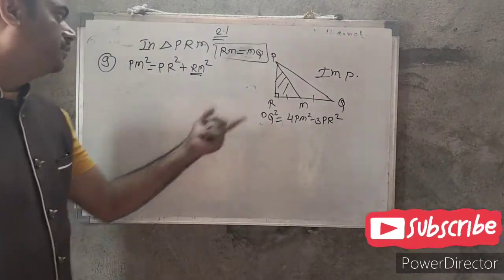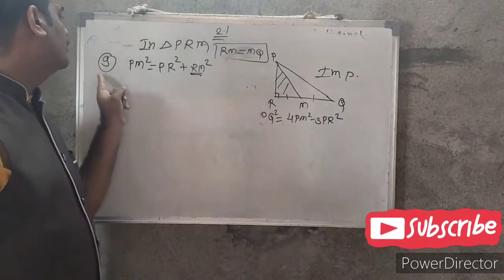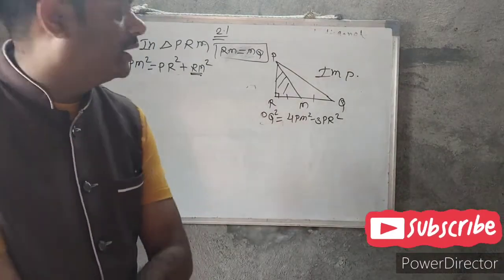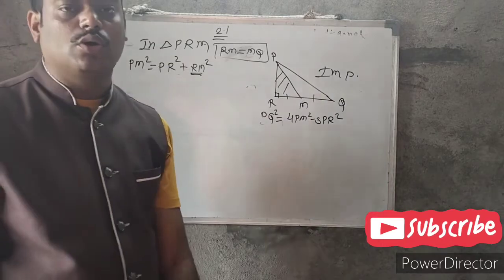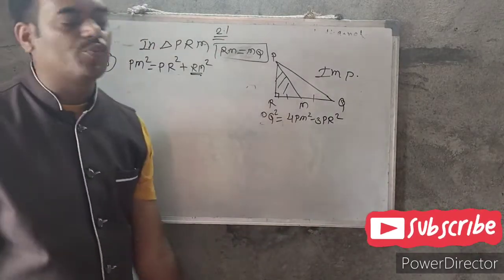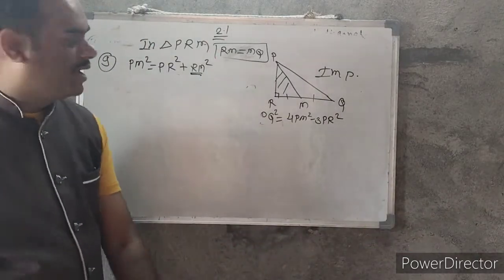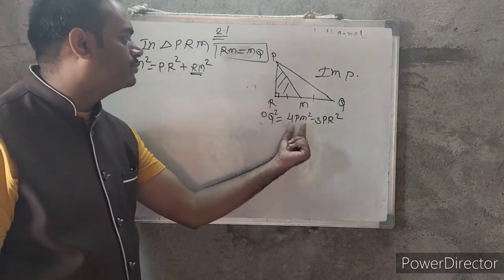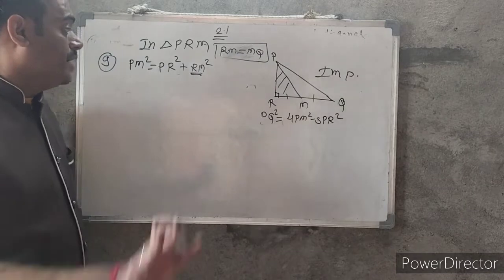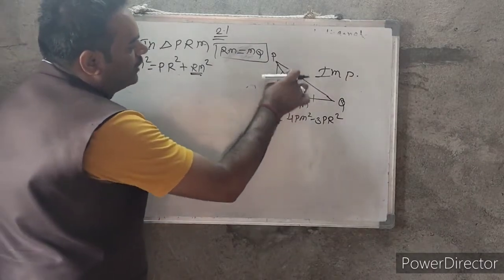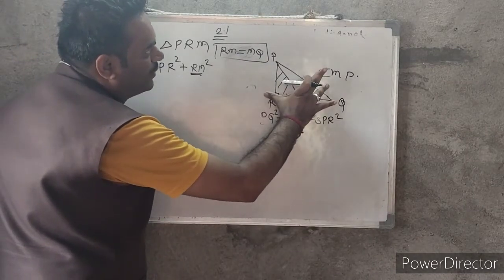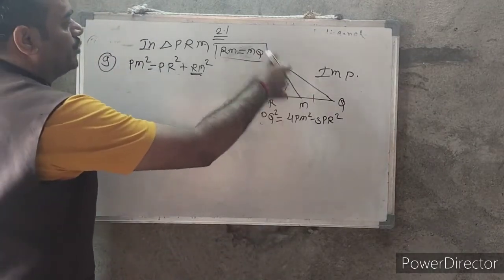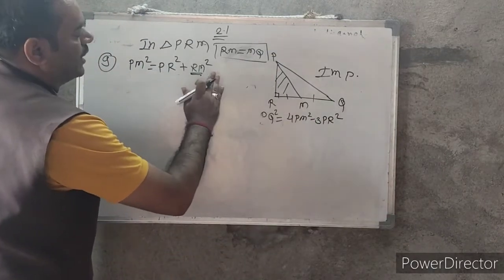Students, here they give the diagram from 2.1 question number 9. We are discussing SSC board geometry topic number second, Pythagoras theorem, in which exercise number 2.1 question number 9. Here they are saying that prove that PQ square is equal to 4PM square minus 3PR square. In this one, you just see that one small right angle triangle and one big right angle triangle is there. So use that. PM square is equal to PR square plus RM square. That is the first one.